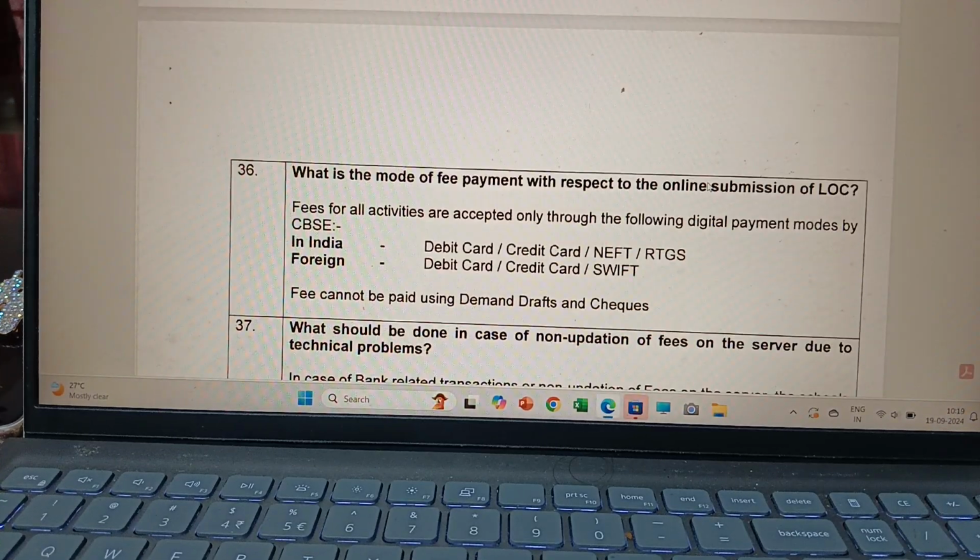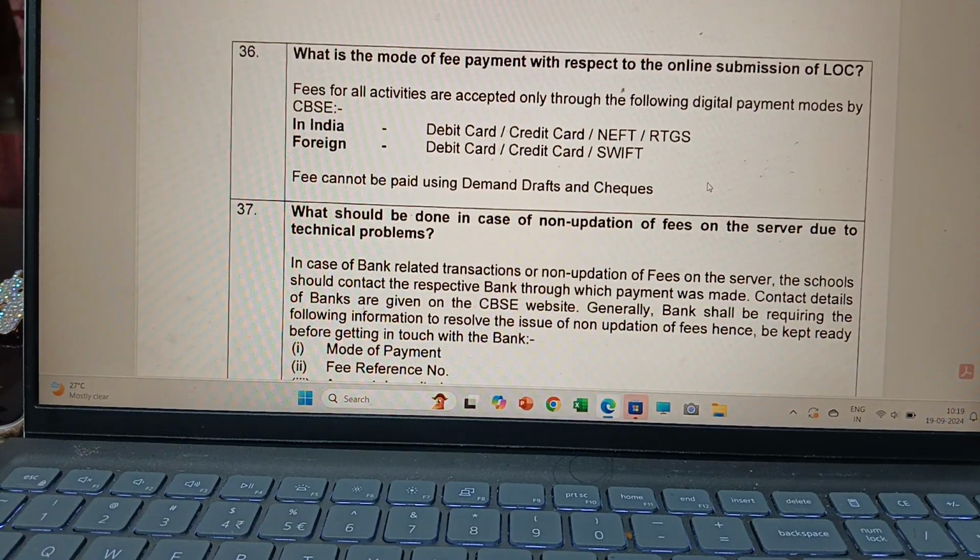36th question. What is the mode of fee payment with respect to the online submission of LOC? Fees for all activities are accepted only through the following digital payment modes by CBSE. In India, that is debit card, credit card, NEFT or RTGS. Foreign countries, debit card, credit card and SWIFT only. Fee cannot be paid using demand drafts and cheques.